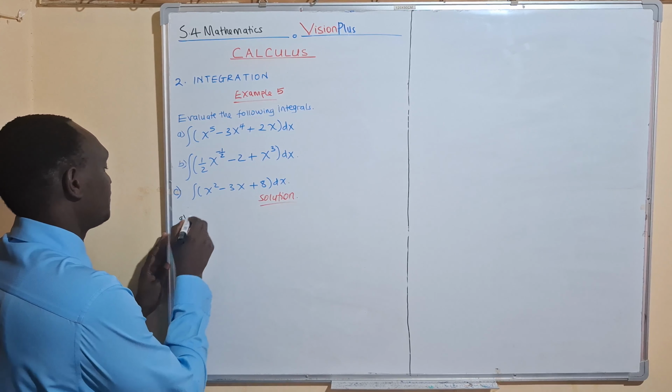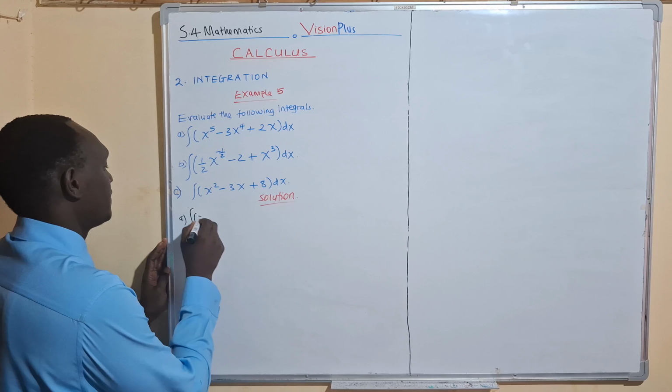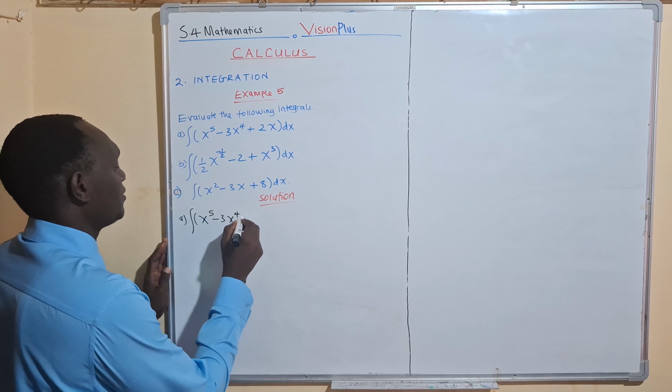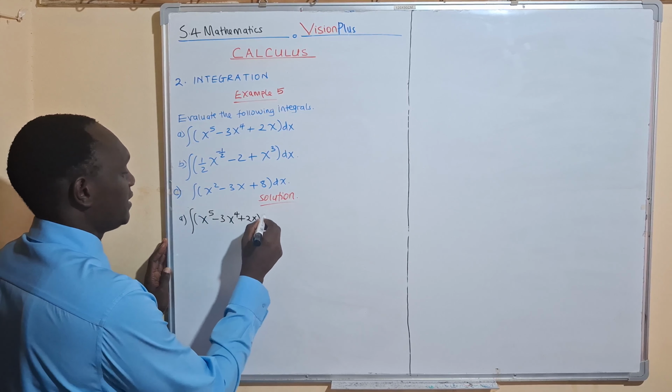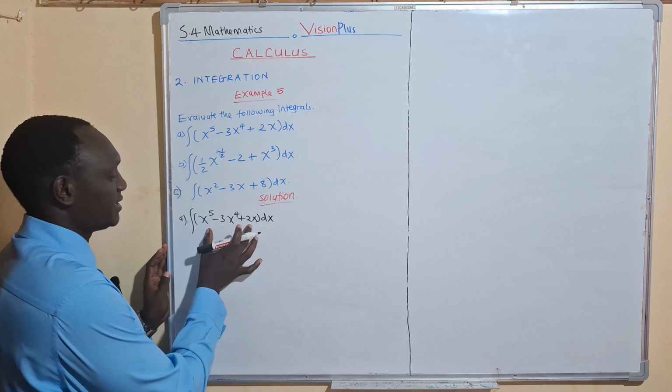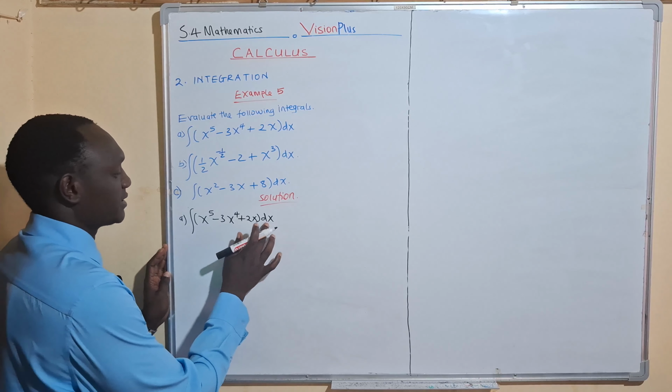We are looking at integration and example 5 says evaluate the following integrals. Part A, that is the integral of x power 5 minus 3 x power 4 plus 2x dx. Simply, this means that we need to integrate this function with respect to x.